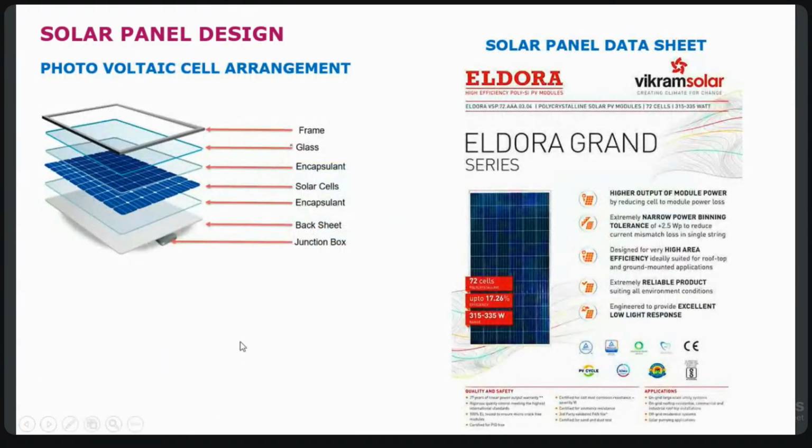And there is a junction box. This junction box is generally for connection purposes, like positive and negative. The back sheet generally holds all the material, and the frame generally holds the glass, enclosement, solar cells, and everything.